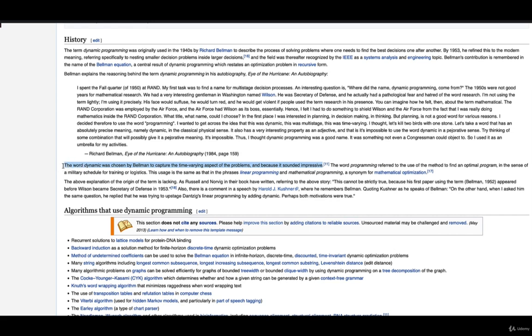If you are interested, you can go and read about it on Wikipedia. Essentially, the word dynamic was chosen by Bellman to capture the time-varying aspects of the problems, and he chose it because it sounded very impressive. He was trying to come up with a phrase that would please people so that he would get funded. Now here, programming didn't refer to computer programming. It refers to finding an optimal program in the same way.